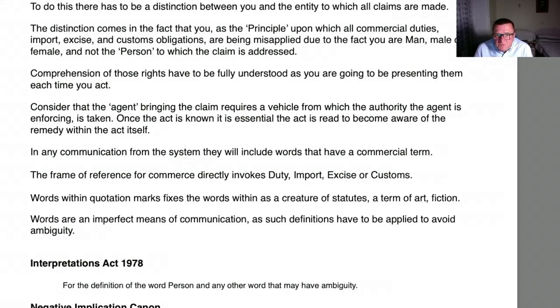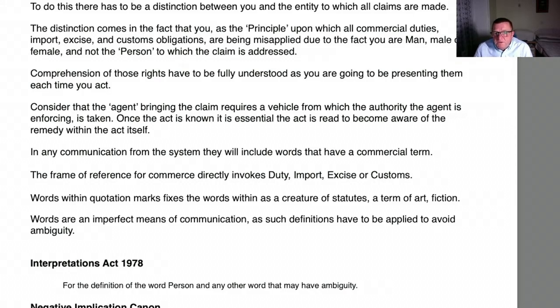In any communication from the system, they will include words that have a commercial term, because it fixes it, you see. And of course if you're responding, you accept it. The frame of reference for commerce directly invokes duty, imports or excise and customs, and also liabilities and legal obligations. Words within quotations, if you find them on any paperwork, fix the words within the quotation marks as a creature of statutes. That's another one to be aware of, which is a term of art. It is therefore a fiction. So anything that you find on any paperwork in quotation marks, they are cementing it to be a creature of statutes as a term of art. So thus it is fixing it into the commercial side of things.